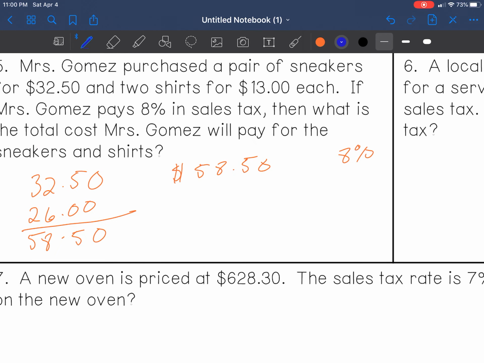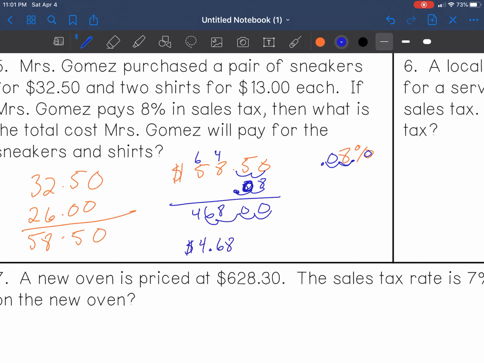Our tax is 8%. We can't multiply as a percent, so we make it a decimal. 1, 2. We got 0.08. Let's find out what our tax is. 8 times 0, 0. 8 times 5, 40. 8 times 8, 64. Plus 4, 68. 8 times 5, 40. Plus 6, 46. 1, 2, 3, 4. Our tax is $4.68.